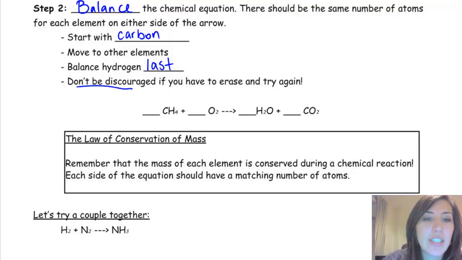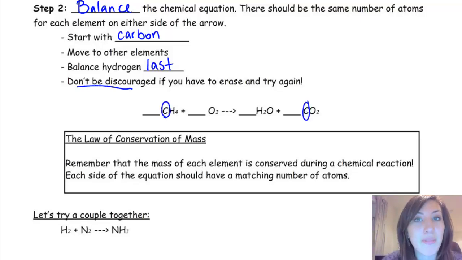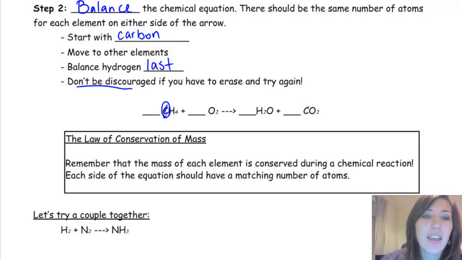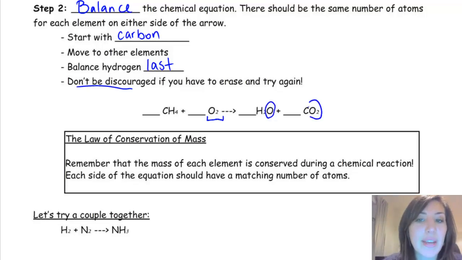So let's look at our C's. We have one C here and one C here. Are our carbon atoms balanced? Yes, they are. That's great. So I'm going to erase them for now. Next, let's check the oxygen atoms. Here we have 2 oxygen atoms, and here we have 1, 2, 3. That 2 here applies to our oxygen, and this 2 here applies to our oxygen. So this side has 2 and this side has 3. That's no good. What are we going to do here?